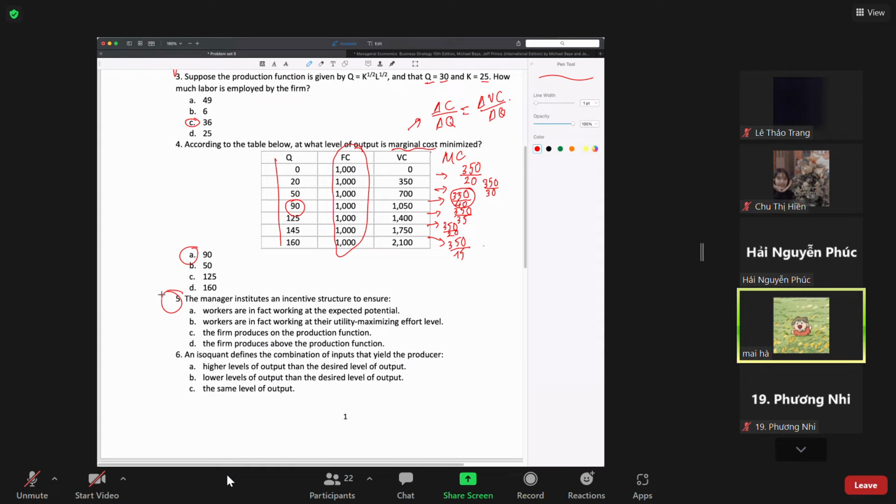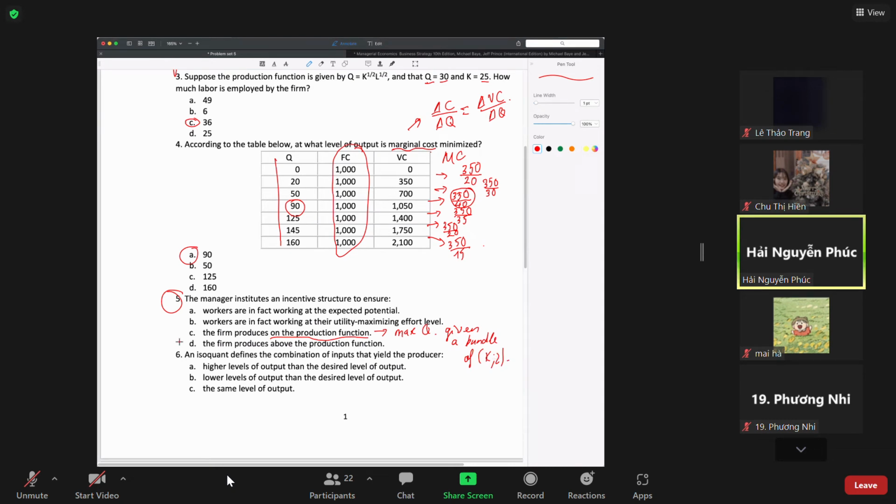Why C? Because the task of an efficient manager in the firm is to ensure that the firm can produce on the production function. What does it mean to be on the production function? It essentially means that the firm can produce the maximum level of output given a bundle of inputs, with a given bundle of K and L.